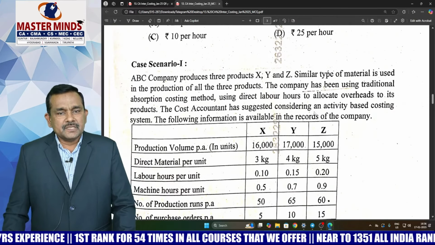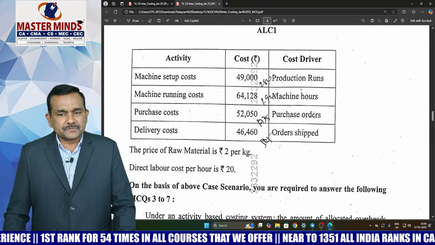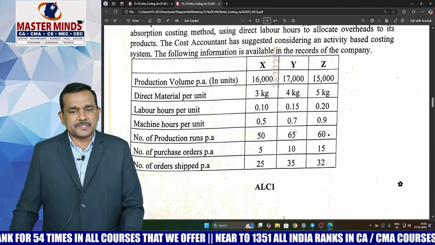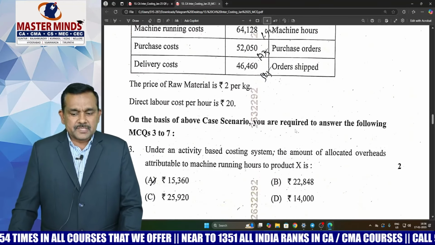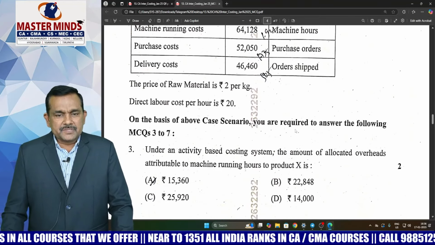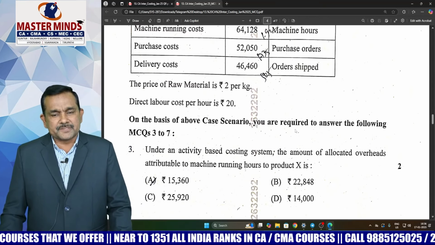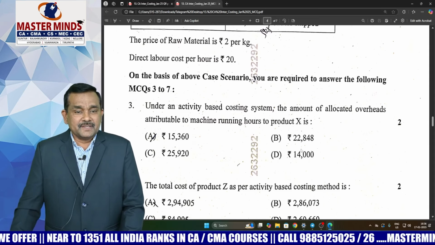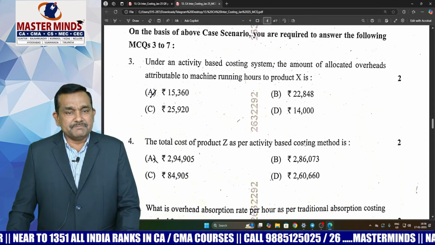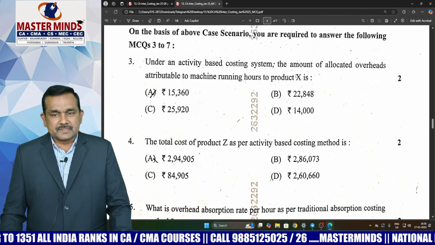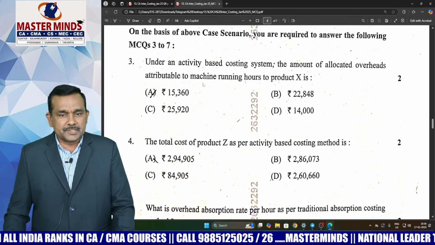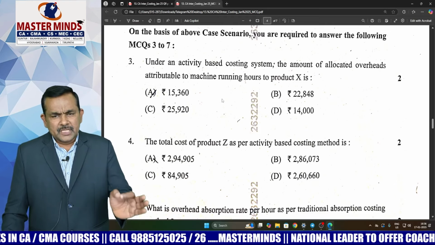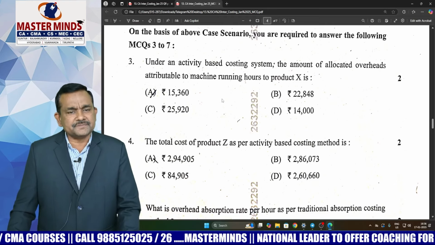So this is the question, ABC chapter, sir. This question relates to the ABC chapter, activity based costing. So first time, sir, the ABC chapter has been given as a conceptual basis. So here time saving, sir. The questions are very simple. Under activity based costing system, the amount of allocated overheads attributable to machine running hours to product X, nothing but the cost driver quantity of product X, sir.